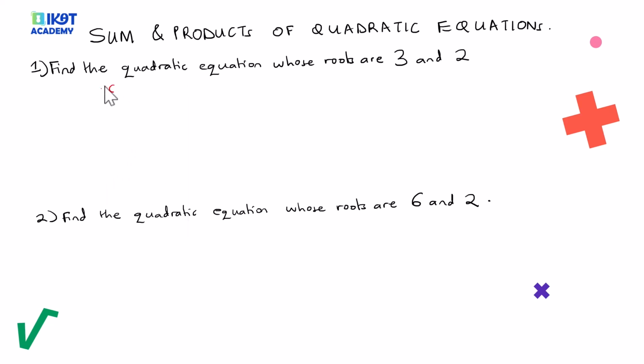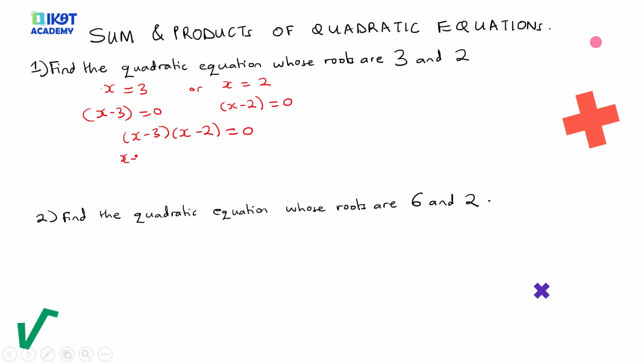If we choose x to be the variable, we can say the roots are 3 and 2. So x is 3 or x is 2. So now how we solve this, we bring this side: x minus 3 is equals to 0, or x minus 2 is equals to 0. So we multiply these two, x minus 3 into x minus 2 is equals to 0. Then we open the bracket. So we have x into x minus 2 minus 3 into x minus 2 is equals to 0.